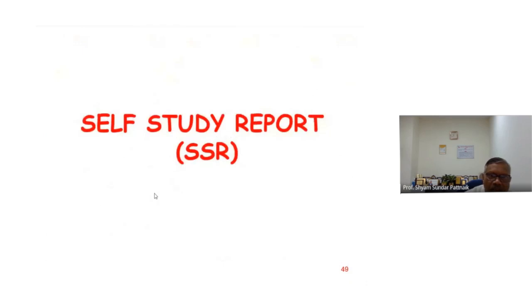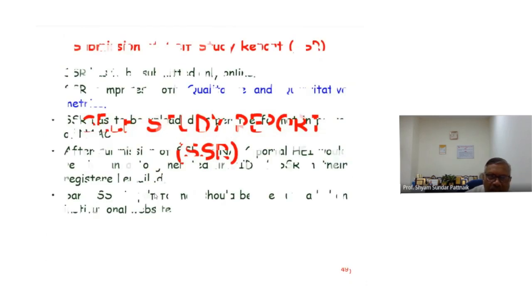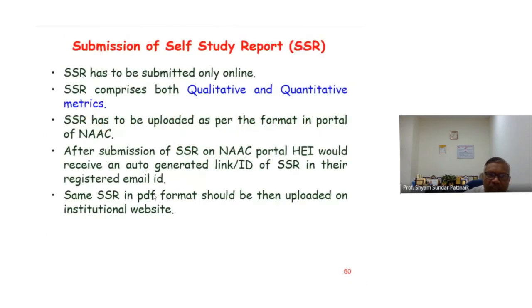So coming to the SSR. The submission of SSR comprises two aspects. One is qualitative, one is quantitative. As already I've shown you, qualitative parameters are fewer, quantitative parameters are more. So you must focus on that.